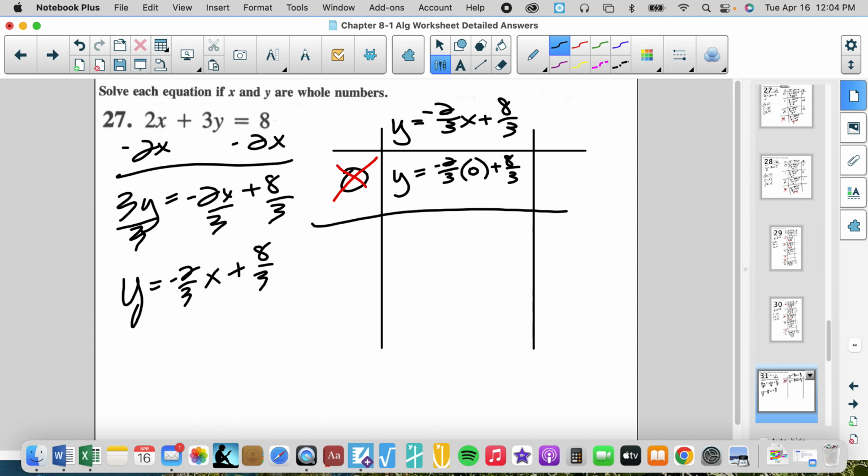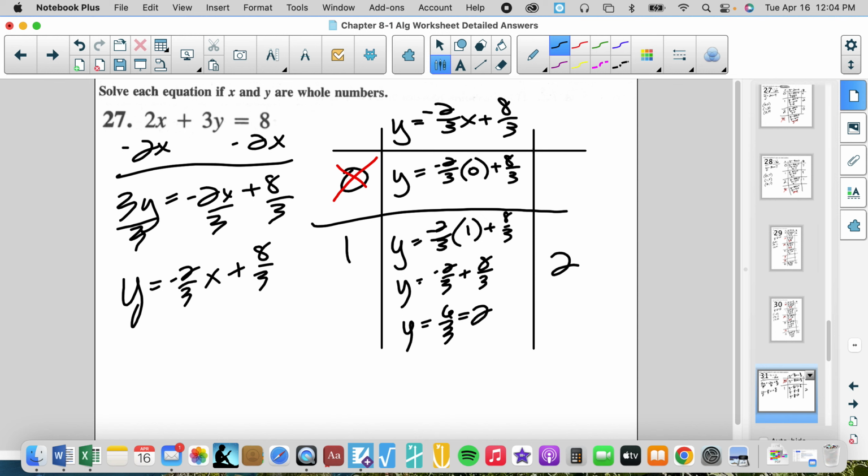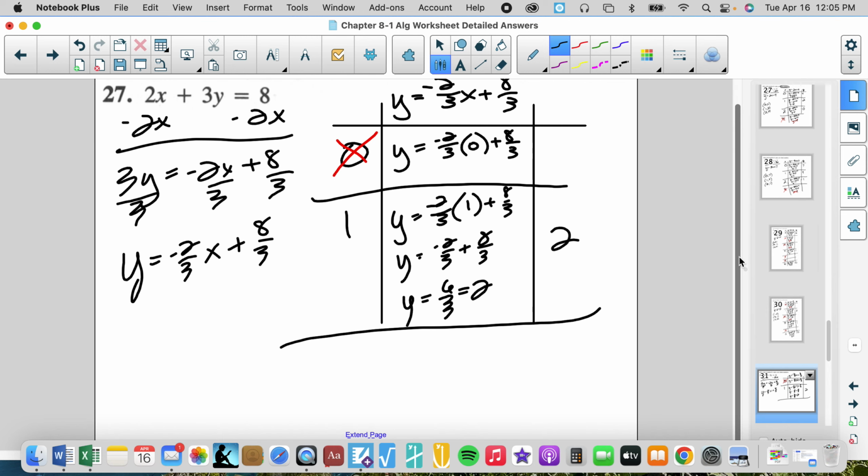Okay, does 1 work? Well, 1. All right, that might work, right? Because that leaves me with thirds, but is it enough to cancel out the thirds? So we get negative 2/3 plus 8/3, which is y equals 6/3, which equals 2. Yes, that worked. Nice. Will 2 work? Well, 2 gives me negative 2/3 times 2, which is negative 4/3, plus the 8/3 is 4/3. That's not a multiple of 3, so that doesn't work.